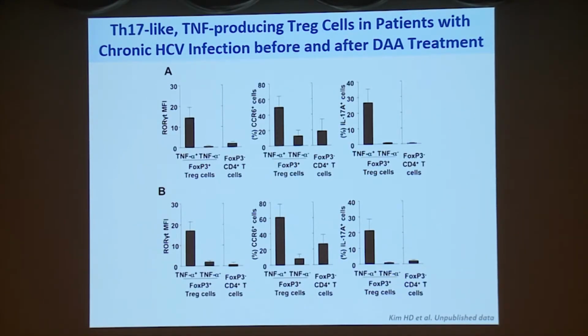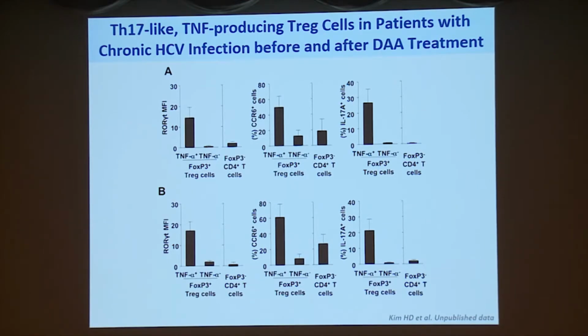But anyway, a student asked about this question. Maybe before and after the DAA treatment, although the frequency was not normalized, how about the molecular phenotype? There is no change in the means, before treatment and after treatment. So after treatment, the TNF positive Treg cells still overexpress ROR gamma T, CCL6 and IL-17A.